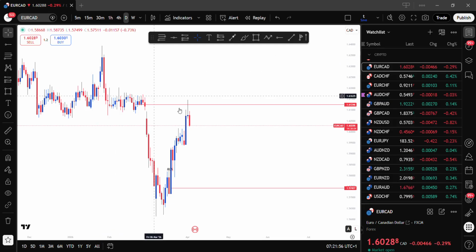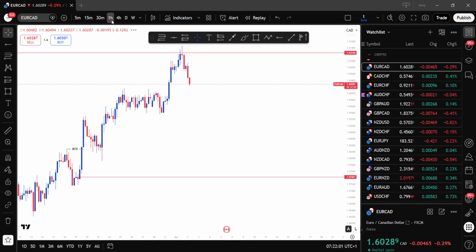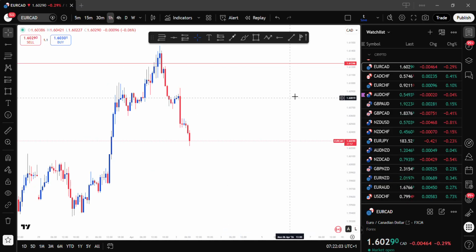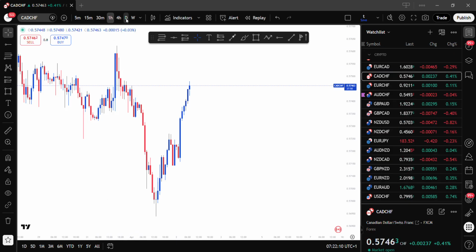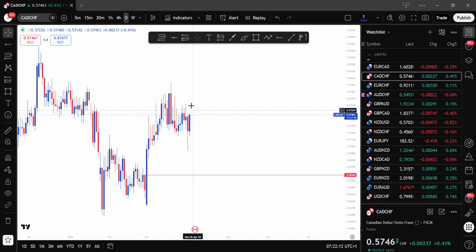On the EUR CAD, as you can see on the daily time frame, market tested this point, and if you check on the 4 hours, there is no sell happening yet. On 1 hour, there are sells happening, but no entry for the sell. So just keep waiting.